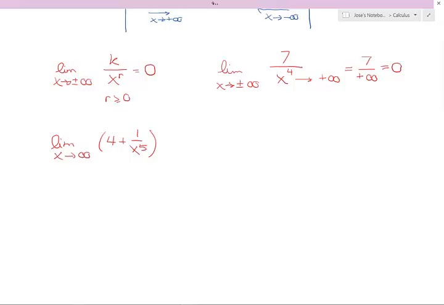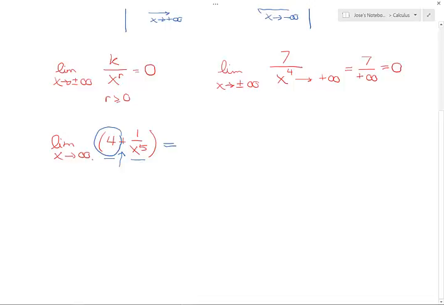Now, what is the trick for this problem here? Well, the trick is that when I have addition or subtraction, I can look at each limit individually. So what I'm going to have in here is what happens with 4 when x gets really, really, really big. Well, nothing, 4 is a constant, so that part is just 4. And what happens with 1 over x to the fifth power when it gets really, really, really big? Well, this whole thing is going to get closer and closer to 0.